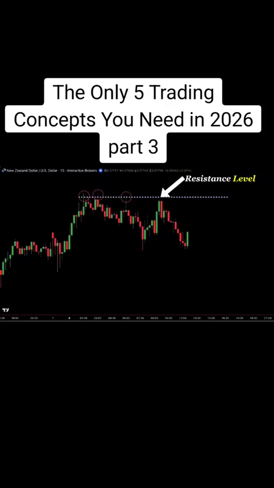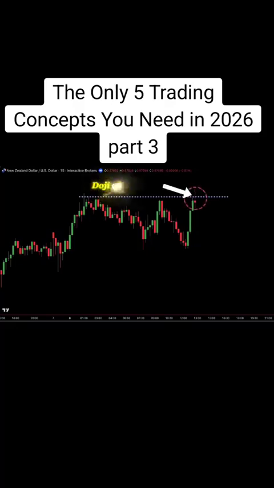Now look at what happens next. Price reaches the same resistance level again. This time it breaks above it briefly and then closes back below, forming a doji candlestick. At this point, we add two more concepts. Liquidity sweep. Stops above resistance are taken. Candlestick signal, the doji shows indecision and rejection.